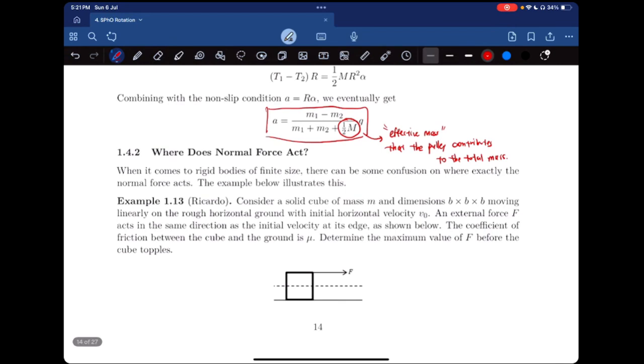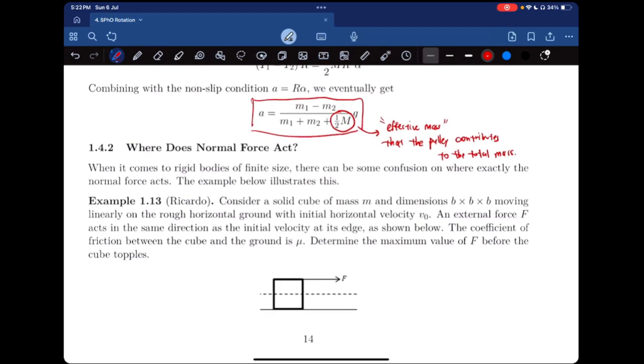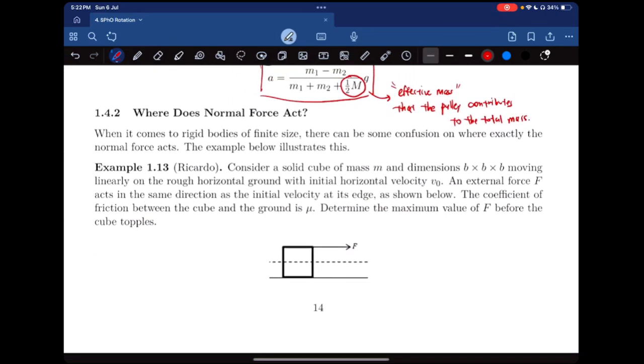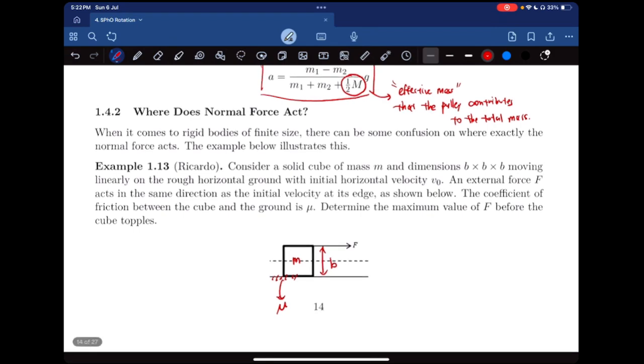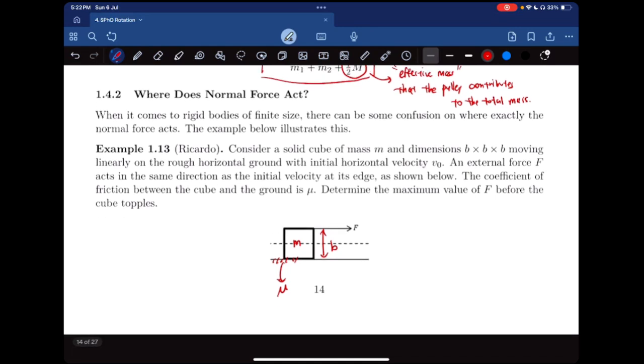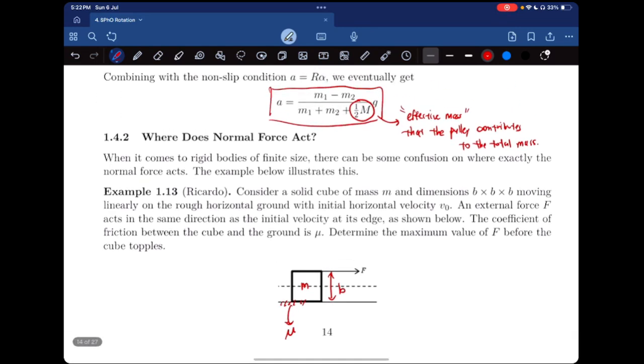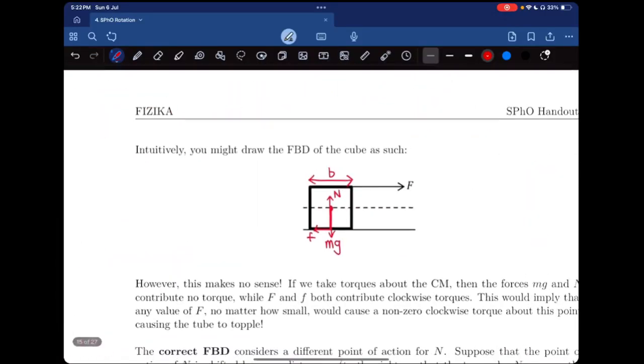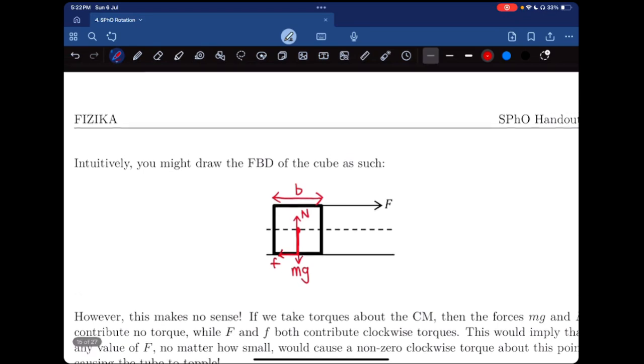The second idea is about where normal force acts, because there's some confusion when it comes to rigid bodies of finite size. For instance, in this example, you have a cube of mass m, dimensions, all lengths are b, moving on this rough ground with coefficient of friction mu. Now you want to find the maximum external force that you can put at the edge such that the cube doesn't topple. So when you solve this, you just want to go back to the same stuff, right? You want to draw the free body diagram of the cube.